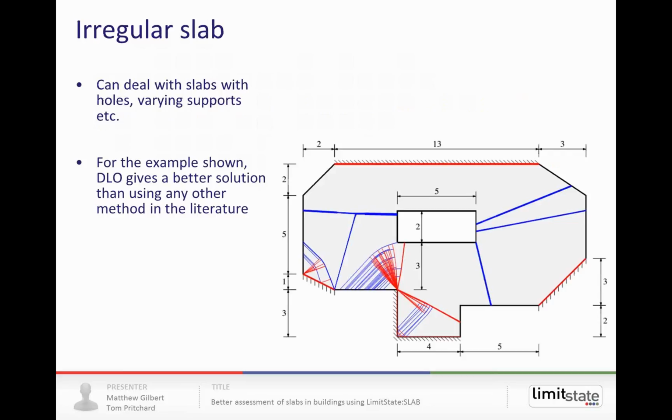Also, key thing is we can now move beyond the textbook solutions to more realistic geometries. So here we have an irregular slab with a hole that's been considered in the academic literature in the past. When we apply LimitState SLAB to this problem, we get a solution which is better, i.e. a lower load factor than has been obtained using any other method in the literature.